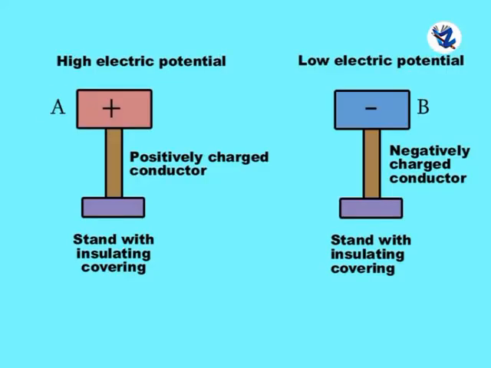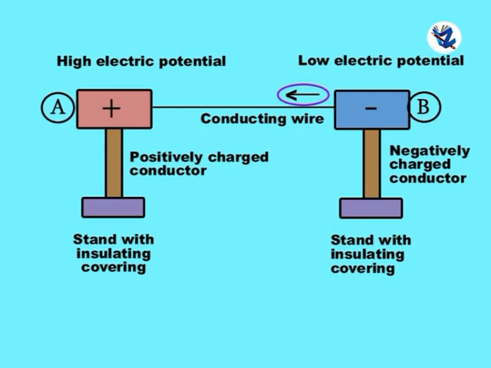Here, conductor A is at a higher potential than conductor B. When these two are connected by a conducting wire, a potential difference is created between its two ends, and electrons will flow from B to A through the wire. This flow will continue until the two conductors A and B have the same potential, that means until their potential difference becomes zero. Only then will the flow of electrons stop.